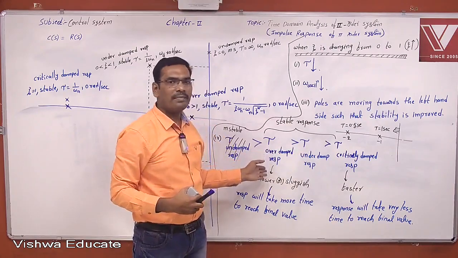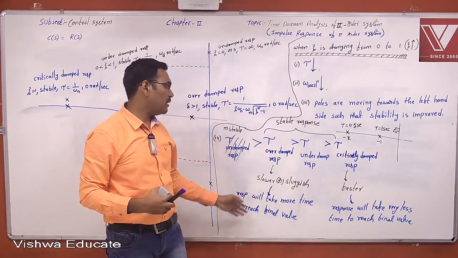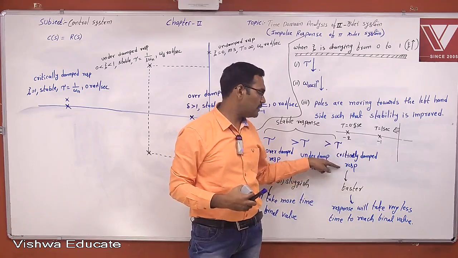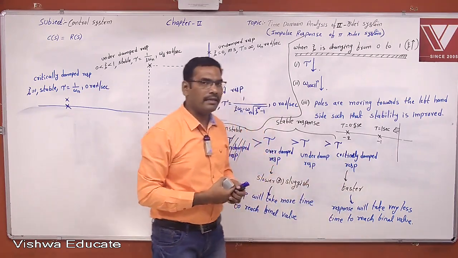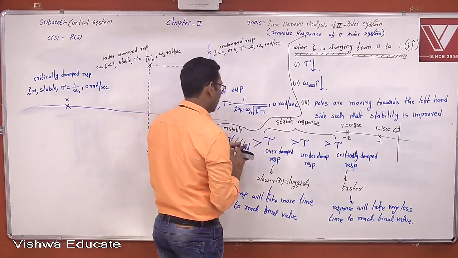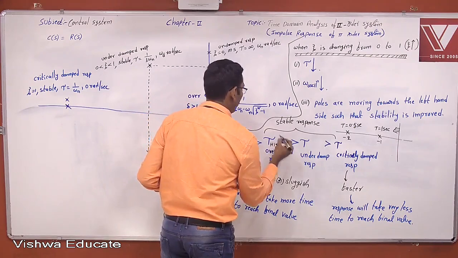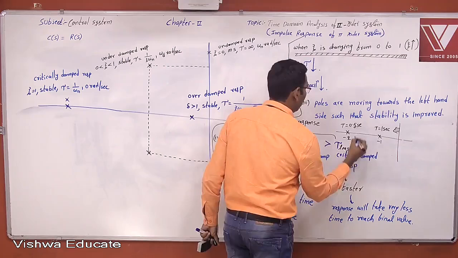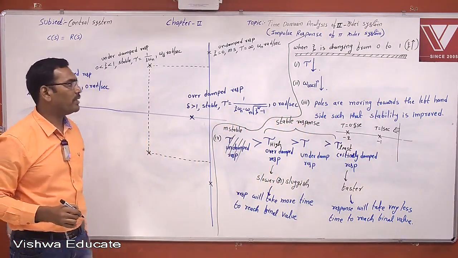So, overdamped has the highest time constant, therefore it is slow. Now, it will take more time. Now, the critically damped response is faster. Now, the time constant is very less, therefore it is faster and it will take very less time. So, the highest time constant is the overdamped response, and the least time constant is the critically damped response. Clear or not? This is a very important question.